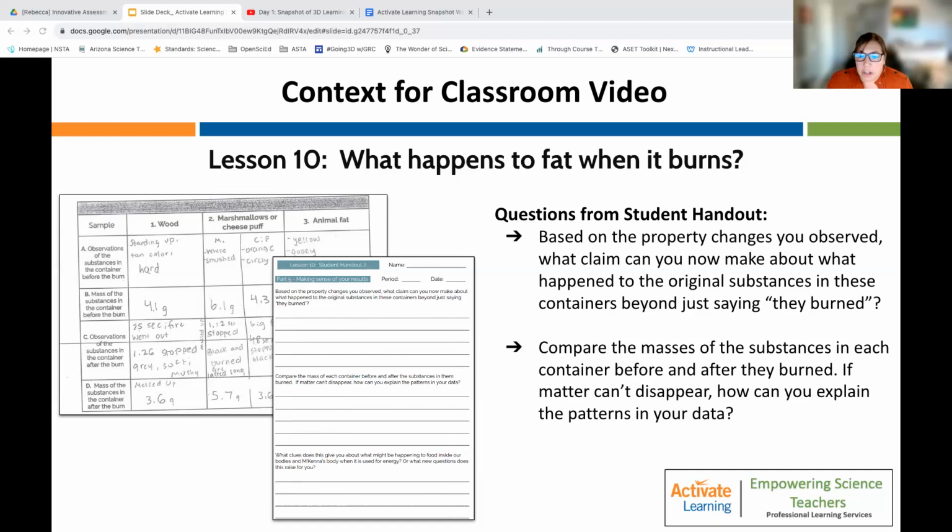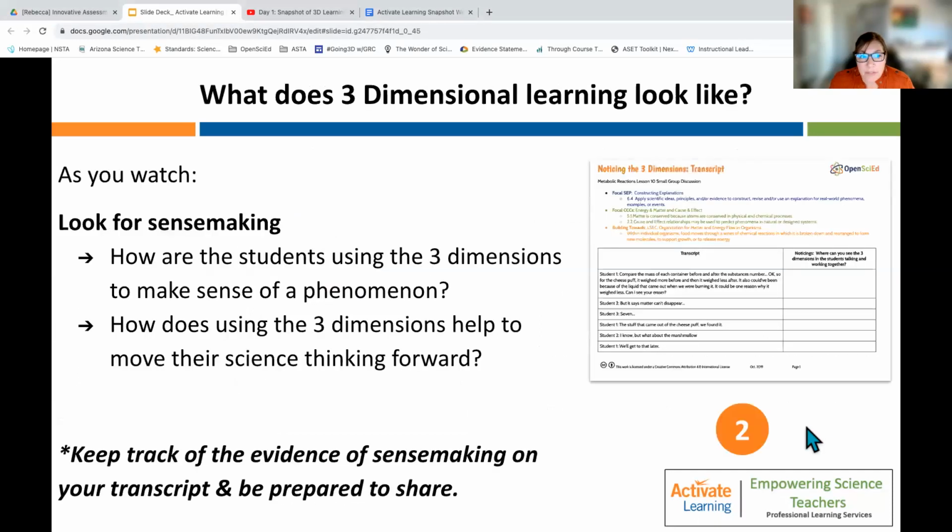So in the video, you're going to watch them discussing this data. That's why I wanted you to have the context of what you are going to see in the video. So again, they're looking at properties. They're asking what claim you can make, and comparing masses of the substances. So this is just to set the stage. Here we go on to the video.